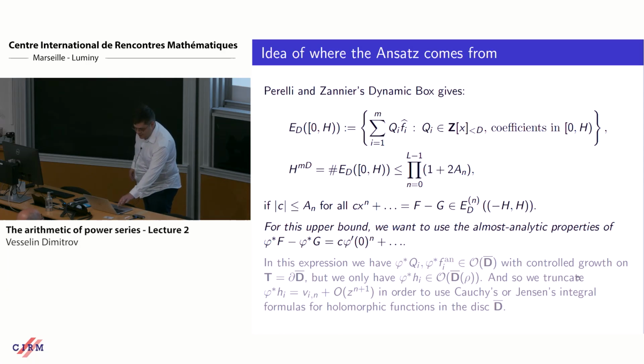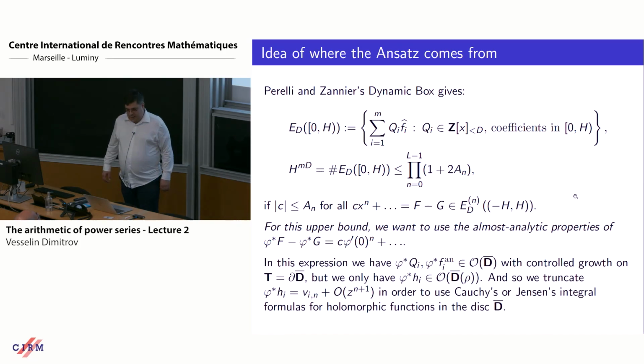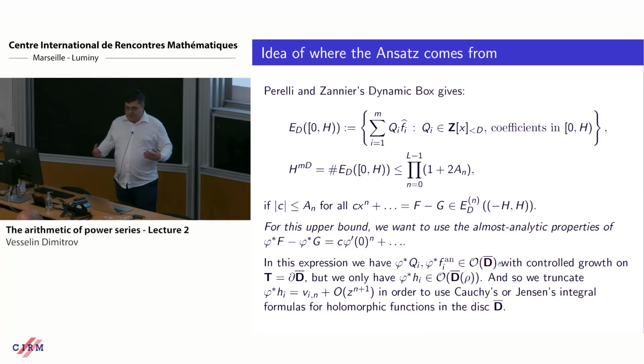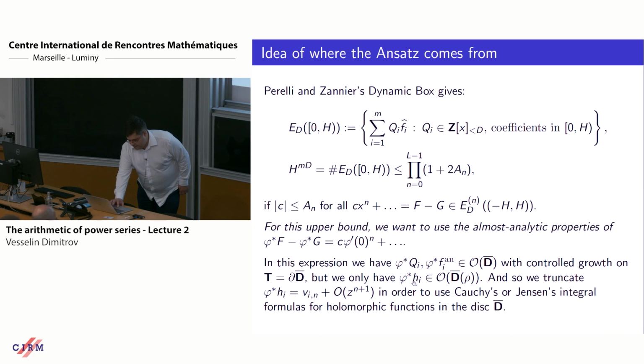This includes the box principle, and we want to use the analytic information, almost analytic properties of the pullback by phi, to produce such an upper bound. And how are we using that? So we have this decomposition with the analytic parts. And since we want to use complex analysis, the Cauchy coefficient estimate, Jensen, subharmonic properties, or anything like that on the boundary of the unit circle, but the functions hi do not pull back to analytic functions there.